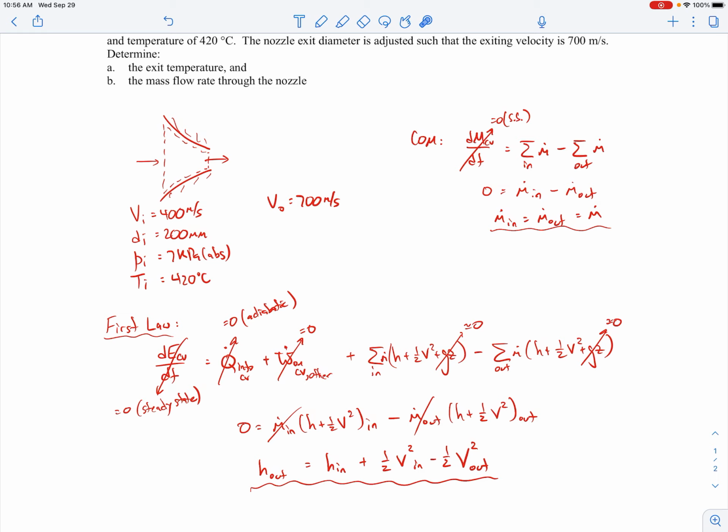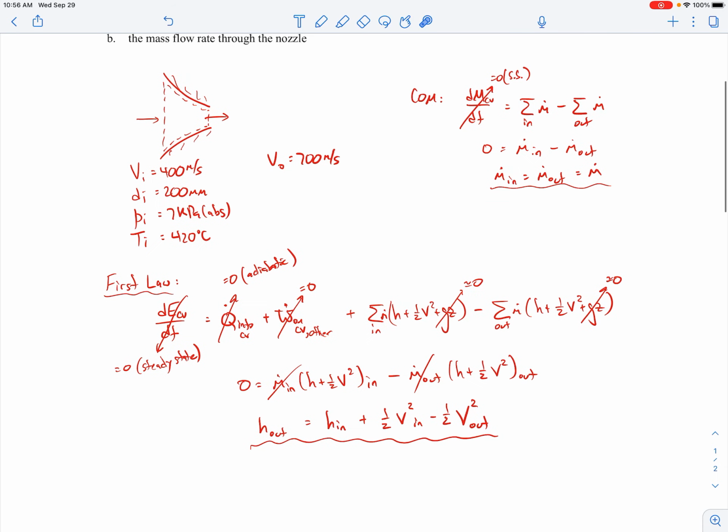So the inlet specific enthalpy we can look up from a table because we know the inlet temperature. The velocity coming in is given right here. The velocity going out is given here. And so then we can calculate what the outgoing specific enthalpy is. If we know that, then we can again use our ideal gas property tables to find the temperature at the outlet. Remember that for an ideal gas, the specific enthalpy is a function only of the temperature.